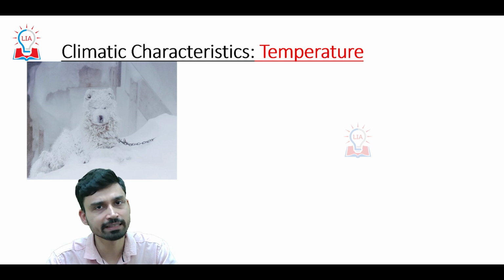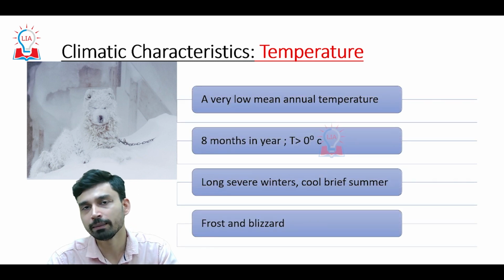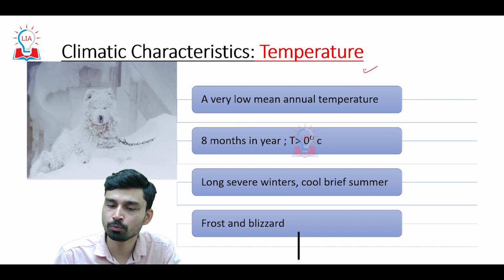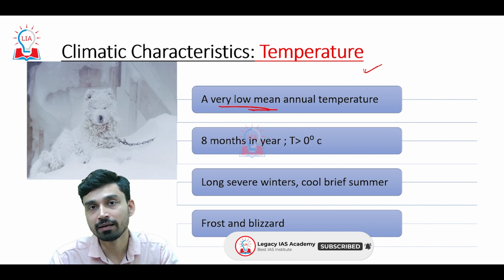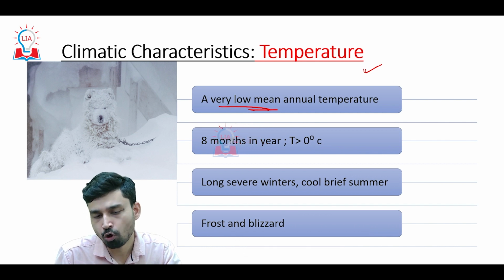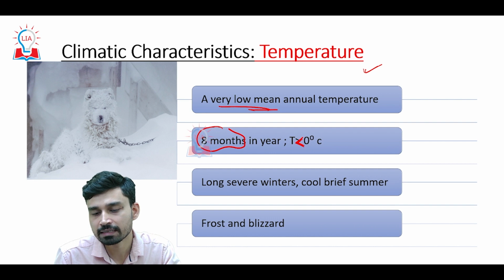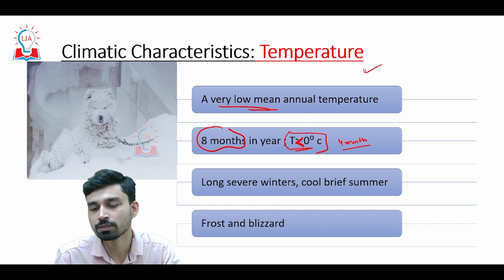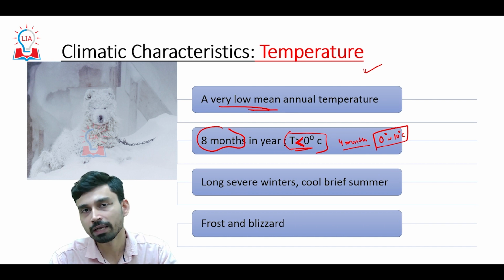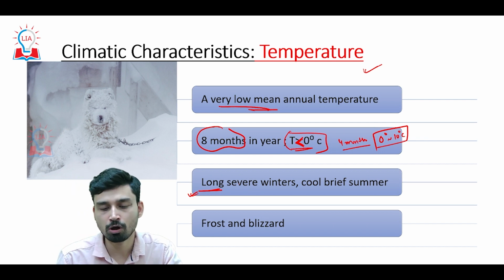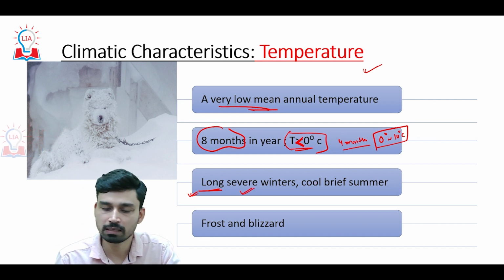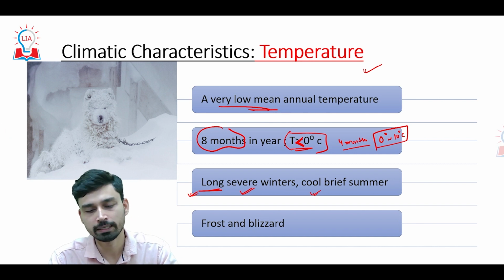Now let us try to understand the climatic characteristics. First of all, the temperature conditions. Since it is a polar climatic region, it has a very low average annual temperature. We can understand this from the fact that for almost 8 months in a year, temperature remains lower than 0 degrees Celsius. Only 4 months are the period where temperature becomes more than 0 degrees, but still it remains lower than 10 degrees Celsius. That's what we can say. This climatic region has a very long, 8-month, severe winter, while summer is very short and cool in nature.